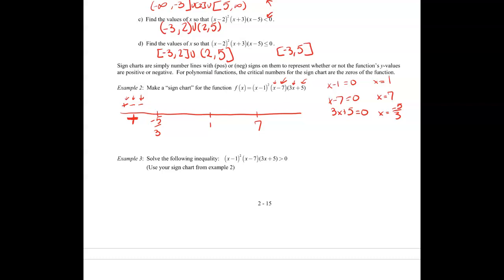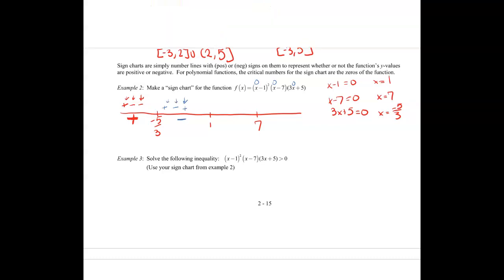Okay, my next piece, I'm going to plug in something in between negative 5/3 and 1 into each one of my factors. So for example, I'm going to pick 0 because I love to plug in 0. So I'd get a negative squared, which is going to give me a positive number. I'm going to get 0 minus 7, which will get me a negative number overall. And then 0 times 3 plus 5 will overall get me a positive number. So a positive times a negative will give me a negative overall.